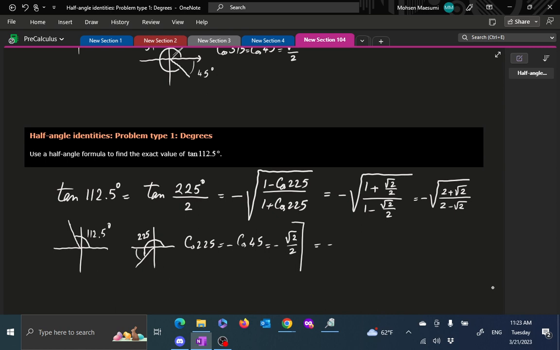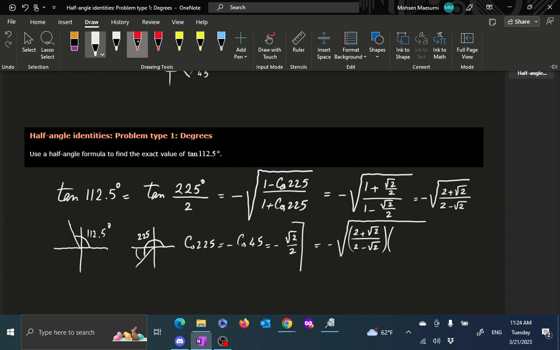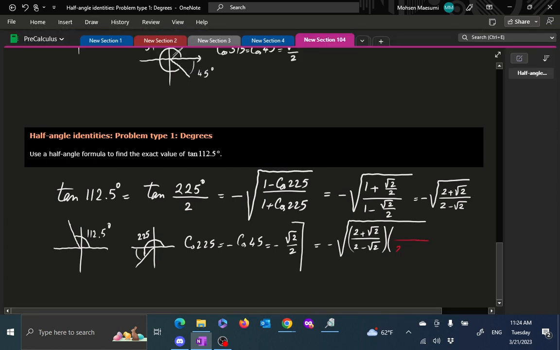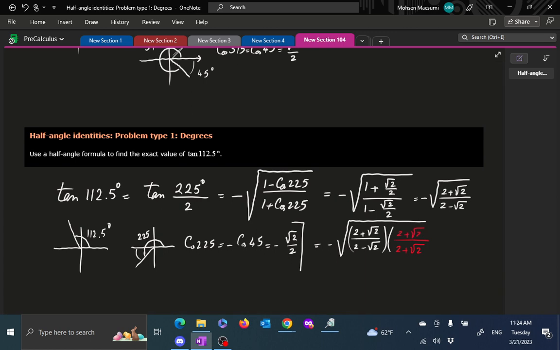I have minus radical 2 plus radical 2 over 2 minus radical 2. How do you simplify? Multiply by the conjugate, is that right? Remember the conjugate of the denominator to rationalize the denominator. So it becomes 2 plus radical 2 over 2 plus radical 2.